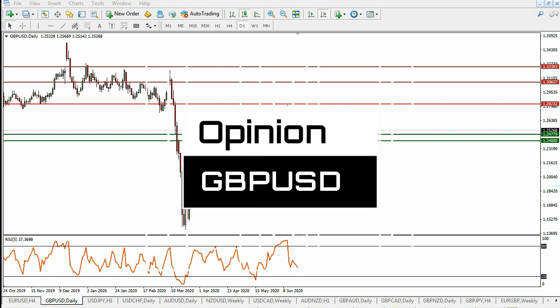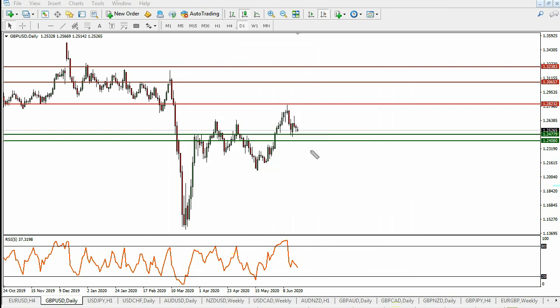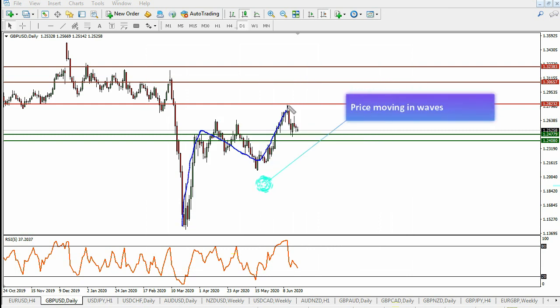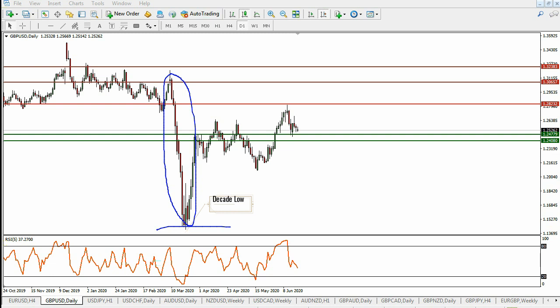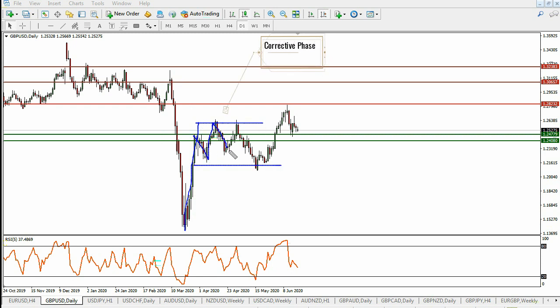So now let's jump to the chart. Price is moving in waves. After creating a decade low, price is moving upward sharply, then the price was moving in between the range or a corrective phase.